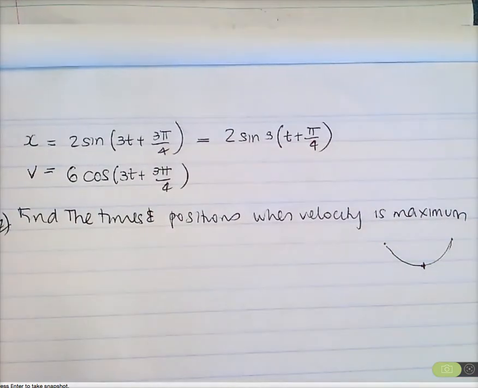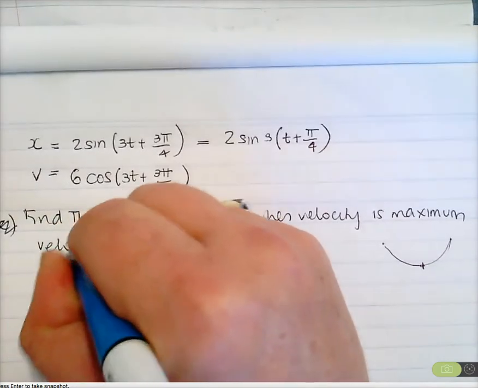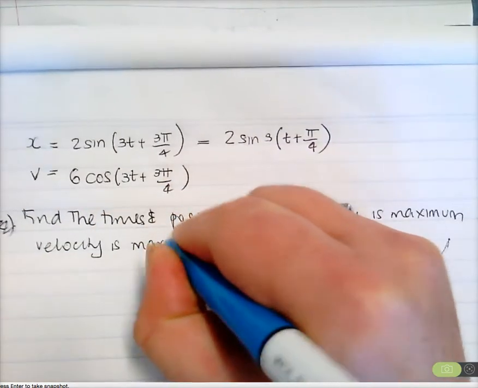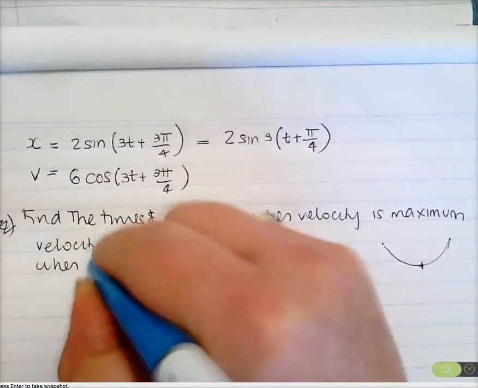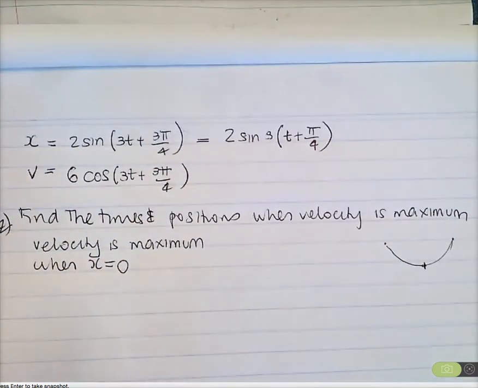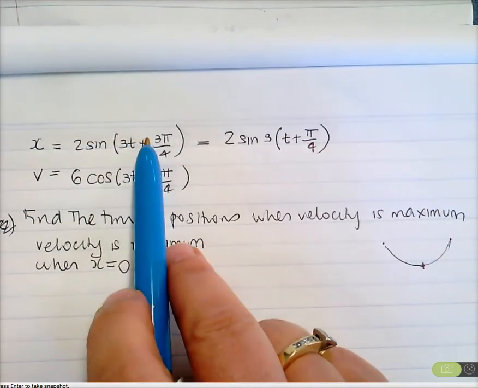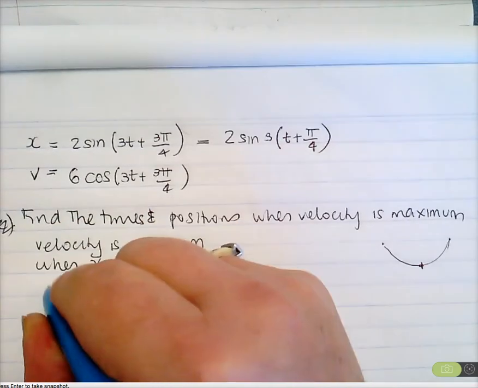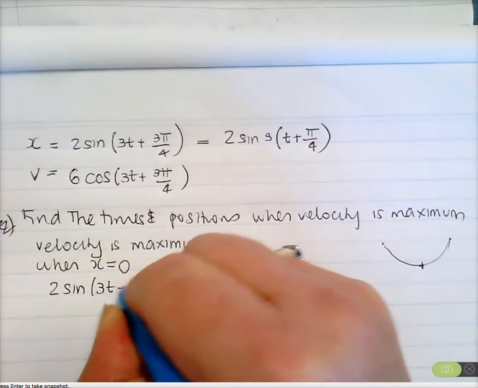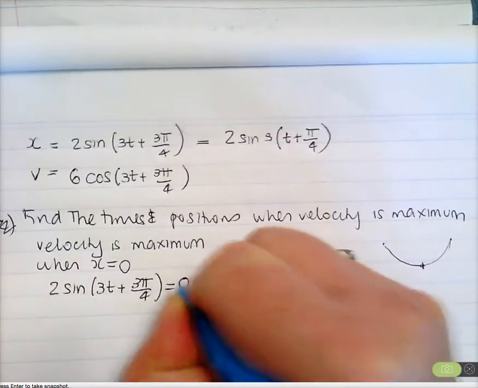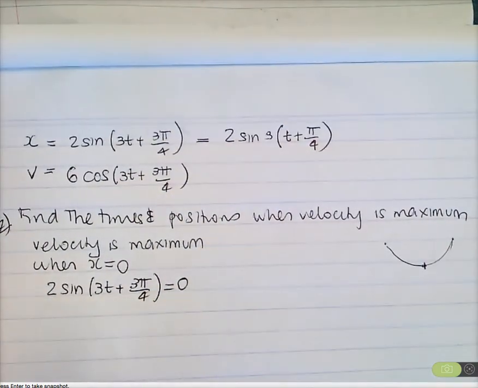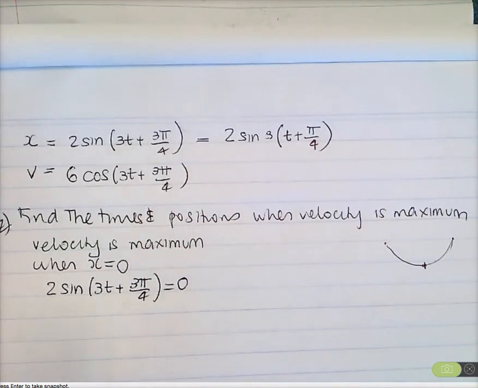All right, so velocity is maximum when x is 0. Or you can differentiate and maximize, but I wouldn't. So we're going to go velocity is maximum when x equals 0. That's our equation for x. So therefore 2 sine 3t plus 3 pi on 4 equals 0. That will give us the time when the velocity is maximum, and then we'll work out the position by substituting into the x equation. So find the times and positions when the velocity is maximum.